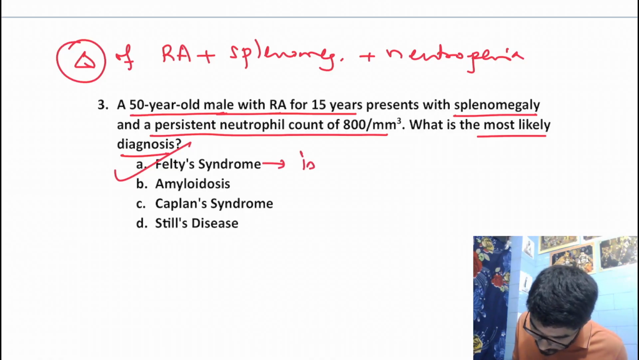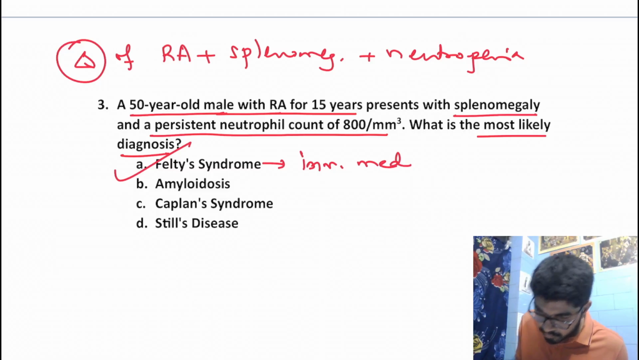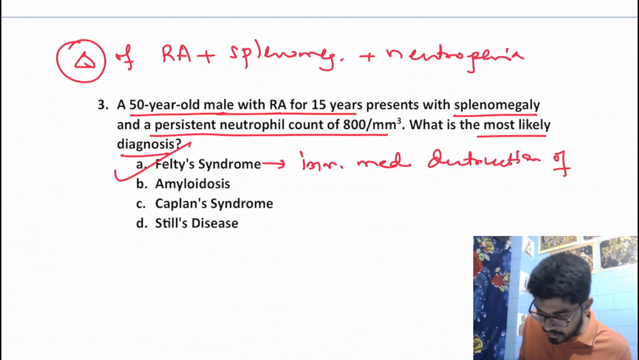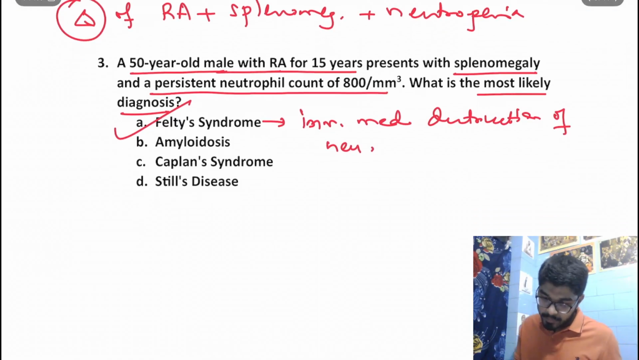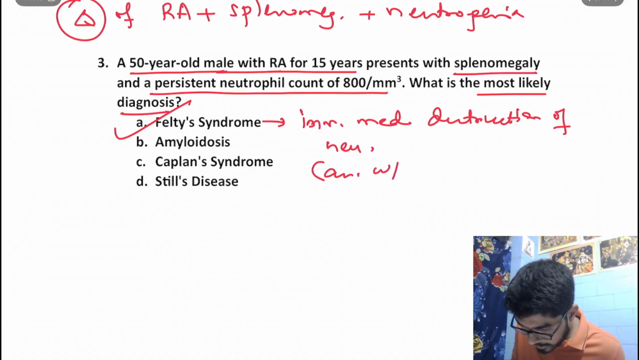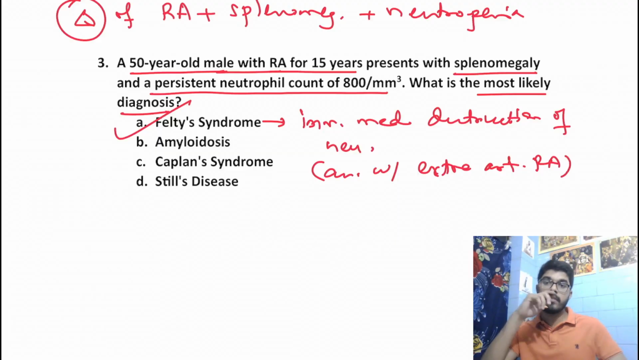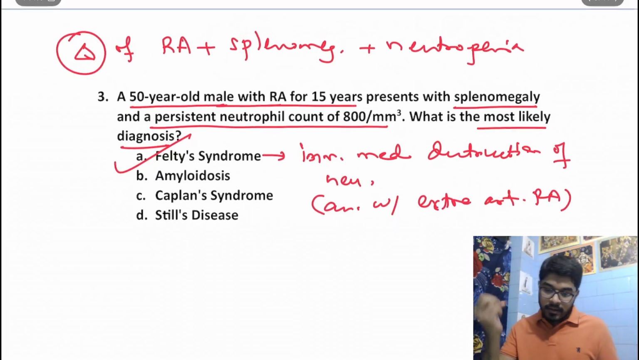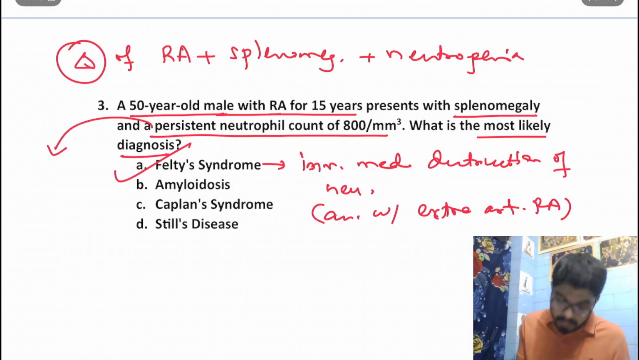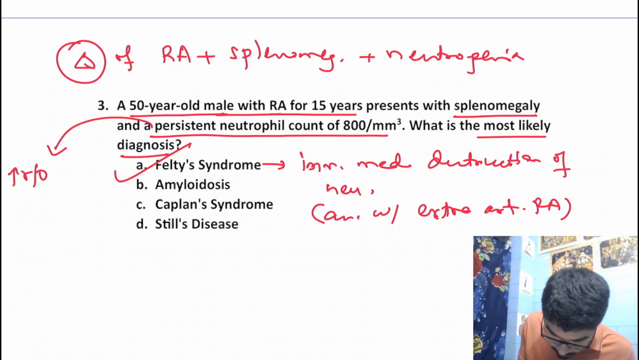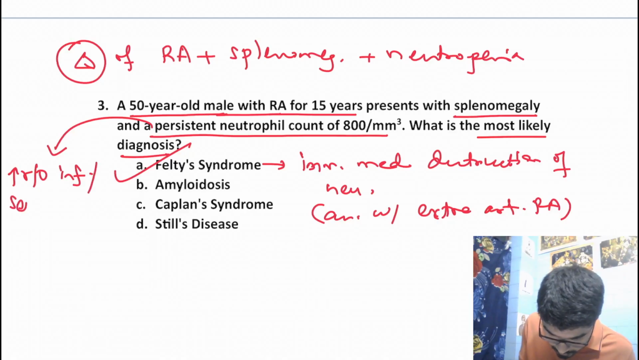Why does it occur? It is actually an immune mediated destruction of the neutrophils, and is associated with extra-articular RA. Of course, it is a hematological feature. So this persistent low neutrophil count increases the risk of infection and even sepsis.